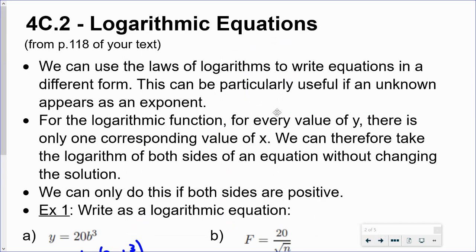So we can use laws of logarithms to write equations in a different form. This can be particularly useful if an unknown appears as an exponent. Like we said in the last video, that last logarithm law is very important.